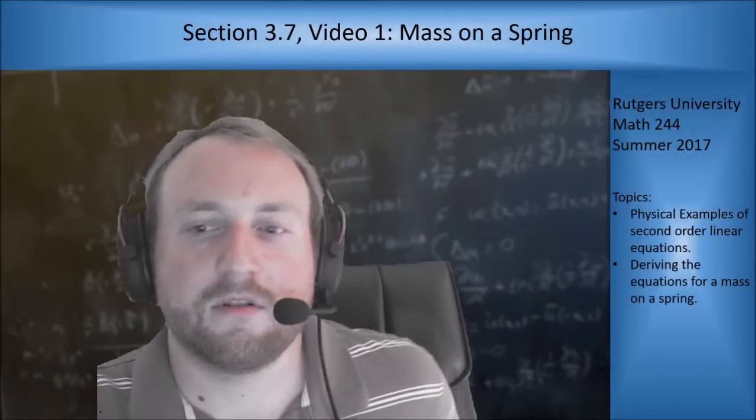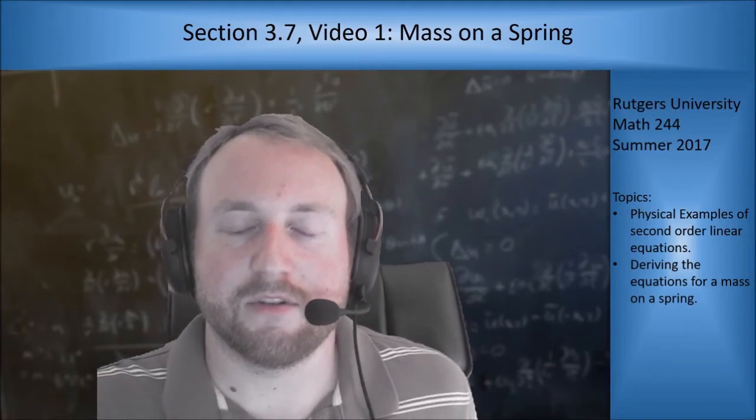Hey everyone, welcome to the first video for section 3.7. So we're jumping ahead to 3.7 here in order to take what we did in the last 4 sections about solving constant coefficient homogeneous equations and apply that to some sort of physical situation. So for this section, we'll be looking at mass on a spring and write an equation for that physical system, which turns out to be a second order linear constant coefficient homogeneous ODE.